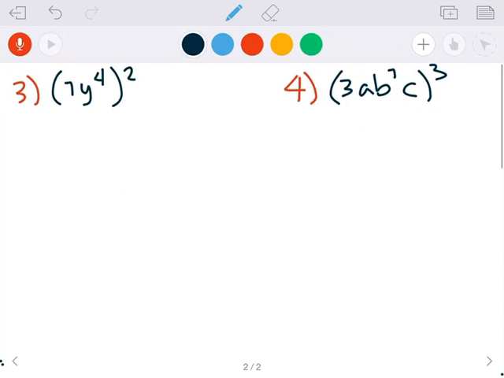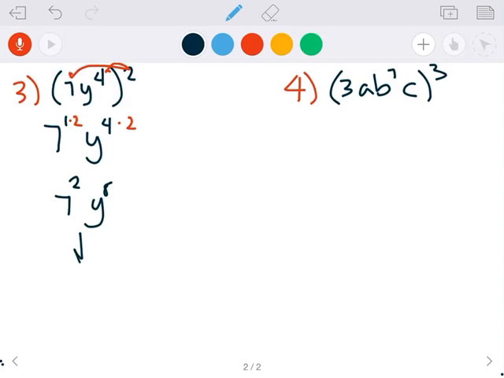The next two problems are very similar. I distribute the outside power to each of the factors. I remember that 7 has a power of 1. And then I multiply each power by the outside power. And this becomes 7 squared, y to the 8th power. This is 49. Boom. Beautiful.